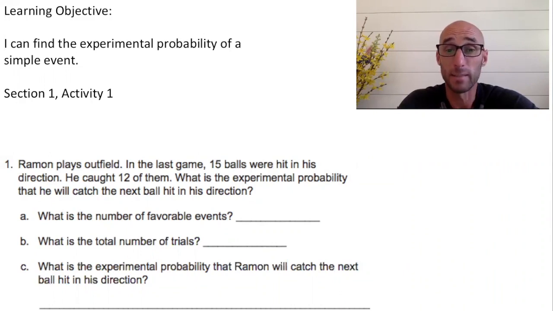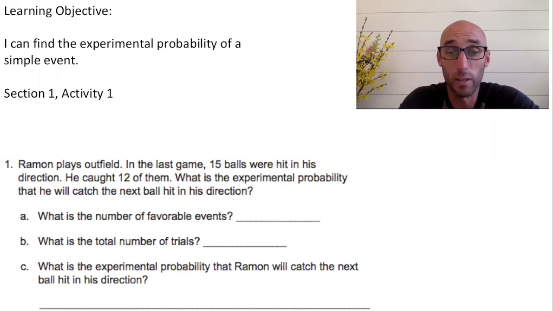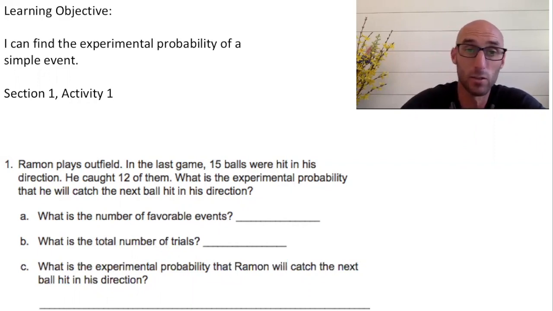What is the experimental probability, or the chances of the experience, that he will catch the next ball hit in his direction? A, what is the number of favorable events, which is asking how many times does he catch the ball? B, what is the total number of trials, which is how many balls were hit in his direction? And C, what is the experimental probability that Ramon will catch the next ball hit in his direction?